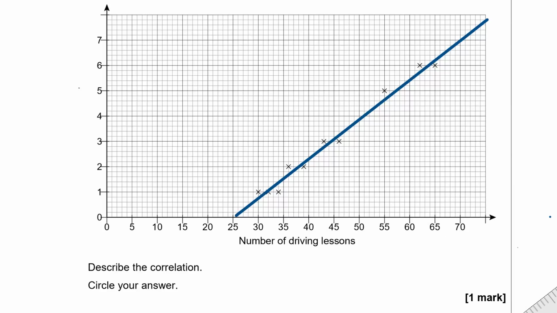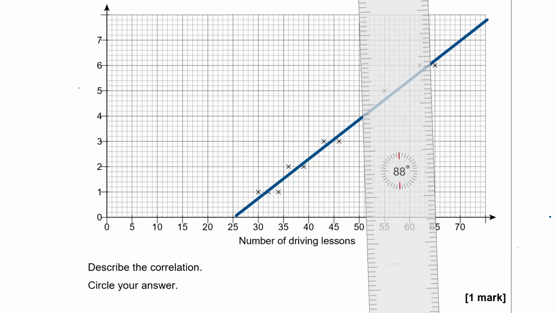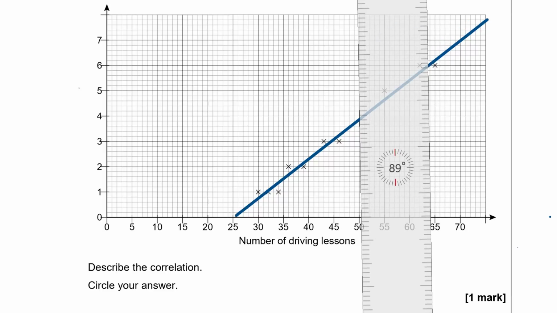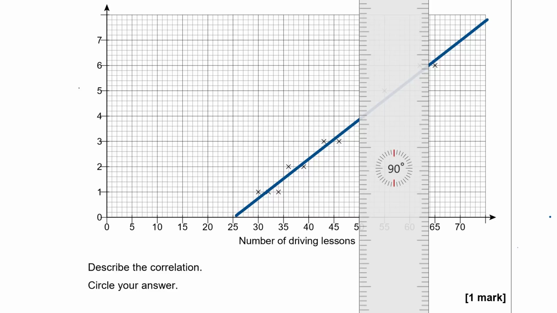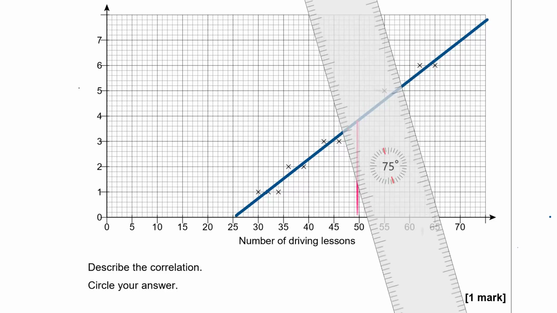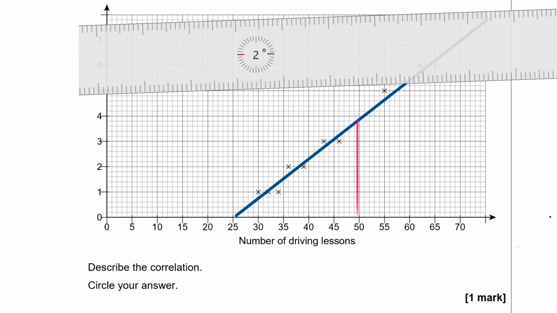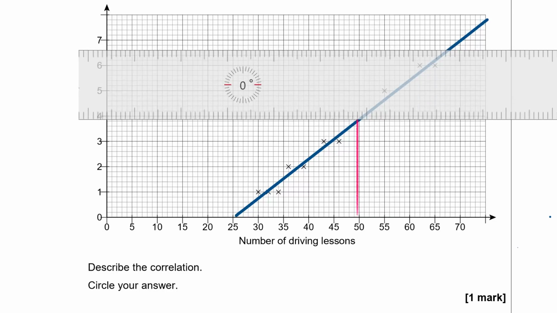Okay, once I've got that on, I need to read up to the line of best fit from 50 and across. So again, putting the ruler on my graph at 50. So I'm going to need to read up to the graph at 50 and then along.